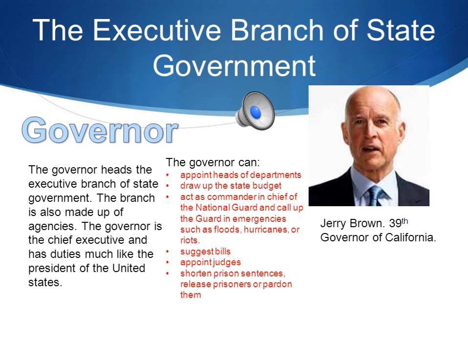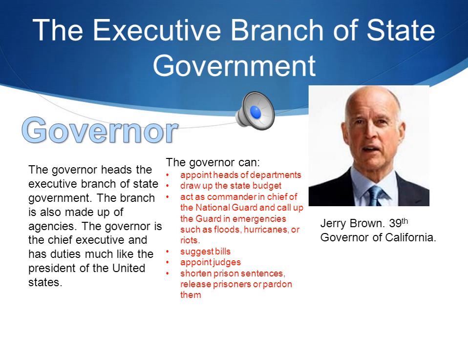So they follow along with what the legislature has created, and then they execute. This branch is made up of agencies, and the governor is the chief executive and has duties that oversee the agencies. Okay, so the governor can appoint heads of departments, and remember in that prior slide there were all these little departments, and then he or she can draft a state budget.